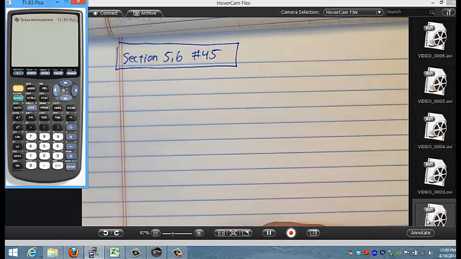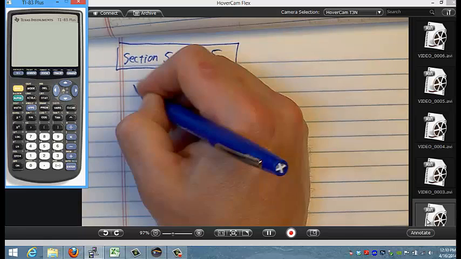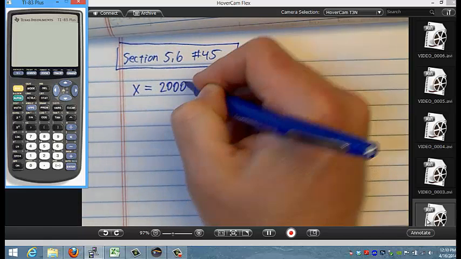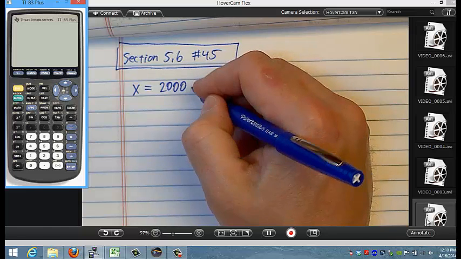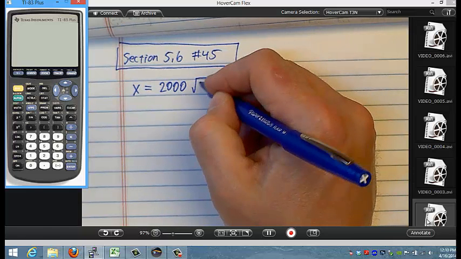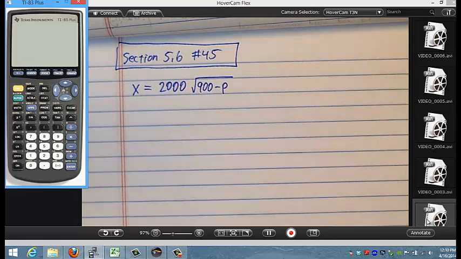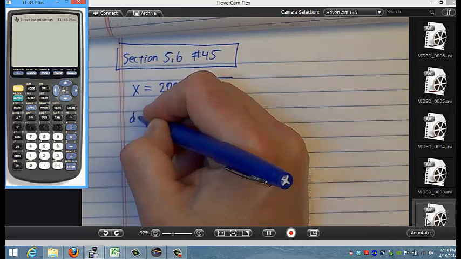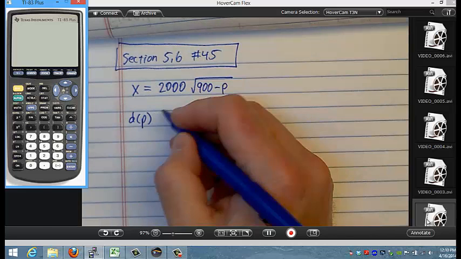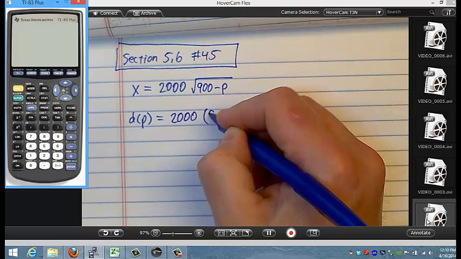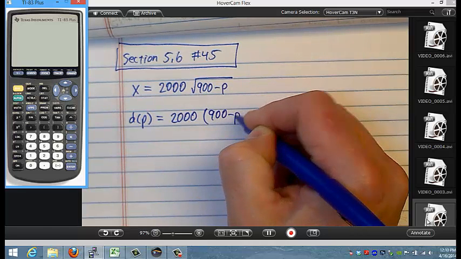So let's see what I'm given. They give me a demand function, x equals 2,000 square root of 900 minus p. So I guess the first thing I'm going to do is write this demand function not just as x anymore, but d of p, 2,000, and then let's put the 900 minus p.